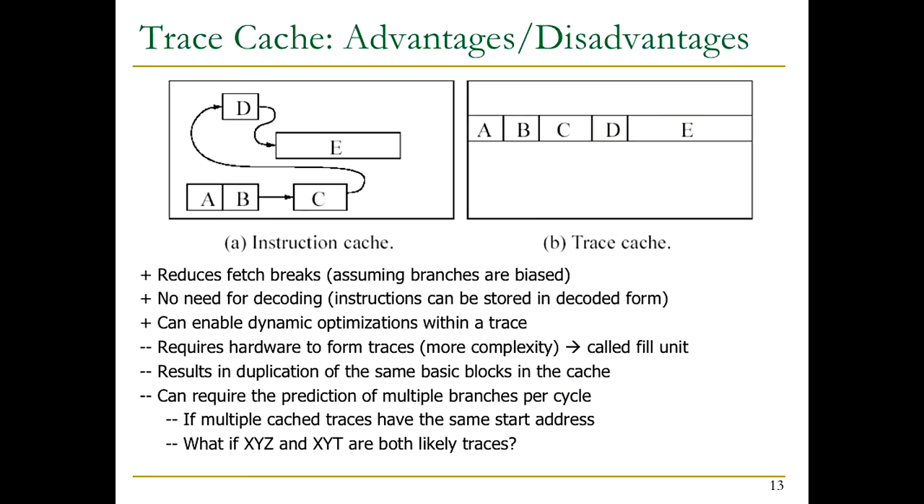And it can require the prediction of multiple branches per cycle, as we discussed, if multiple cache traces have the same address. And we've also already discussed this, right? I gave you the example of ABC and ABD. This has XYZ and XYT. And the problem becomes worse if your traces are longer, actually. If you want, let's say, a 256-wide instruction fetch engine, you will need to predict more branches, right? Or predict longer traces. Okay. There are many design options here.